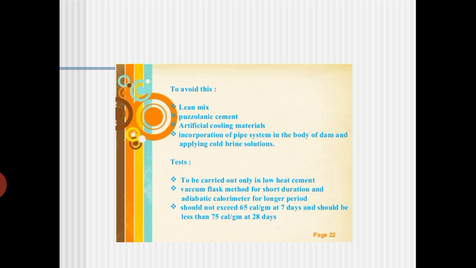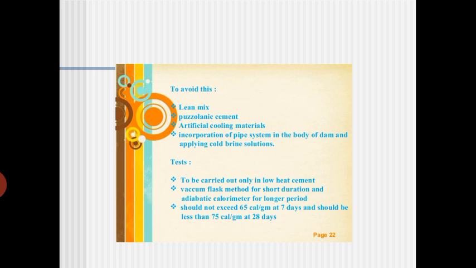To avoid this heat of hydration, of course a lean mix is required. So pozzolanic activity is very important. Normally the mixing process they have to conduct in an air conditioned environment, to prevent the loss of heat of hydration. So artificial cooling materials they will add during the mixing process. Sometimes they will use brine solutions. These brine solutions mean sodium chloride, sometimes they will use it.